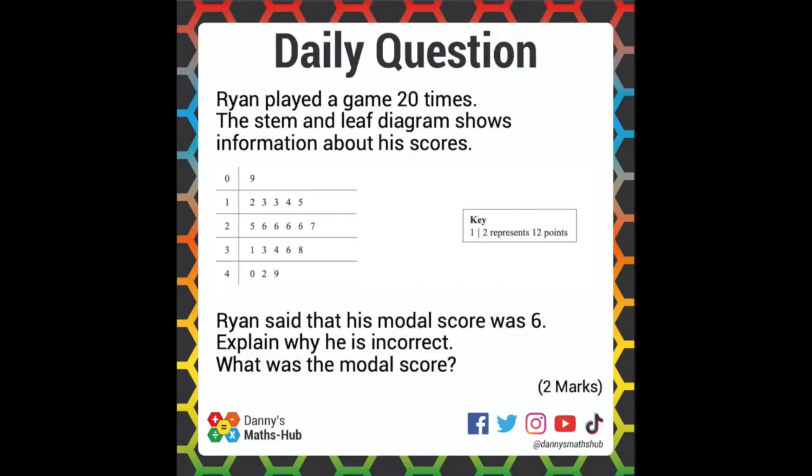Ryan played a game 20 times. The stem and leaf diagram shows information about his scores. Ryan said that his modal score was 6. Explain why he is incorrect. What was the modal score?